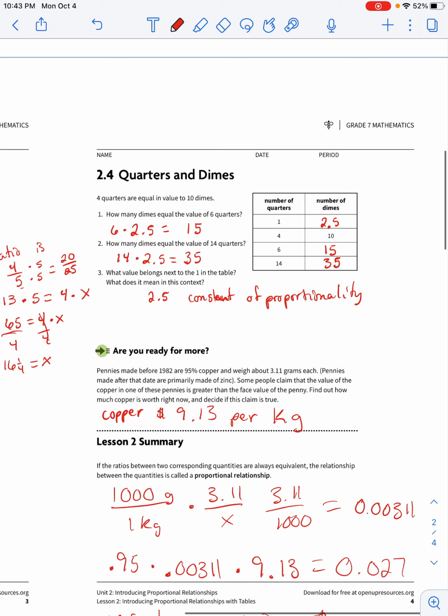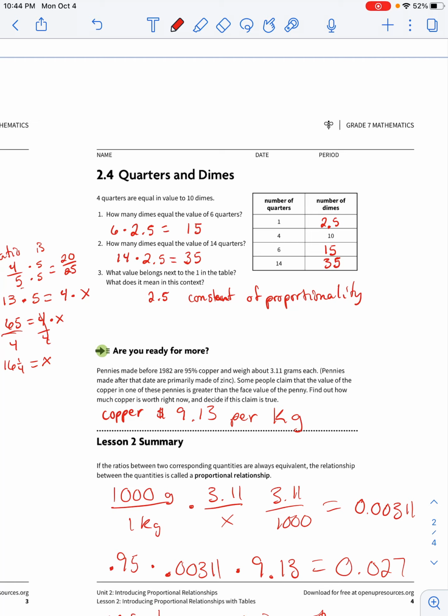Okay, last one. It says quarters are equivalent in value to dimes. 4 quarters are equivalent in value to 10 dimes. How many dimes equal the value of 6 quarters? Well, here I know that to go from 4 to 6, that is a multiple of 1.5. So 1.5 times 10 would be 15.